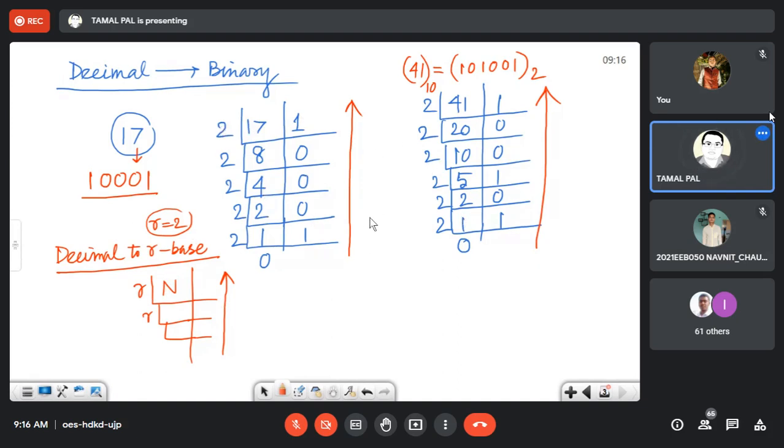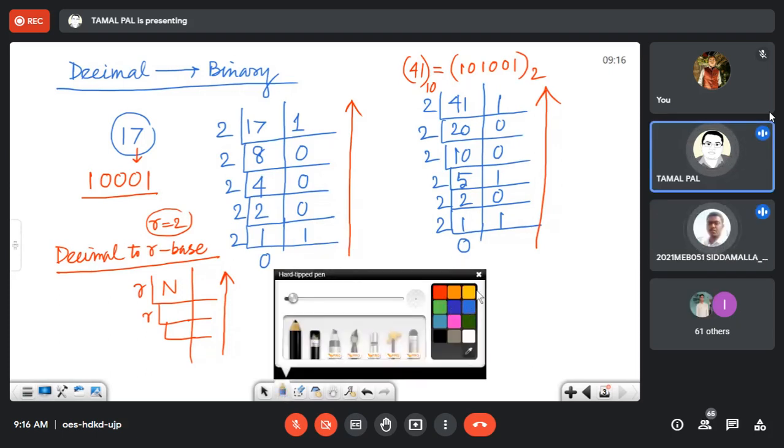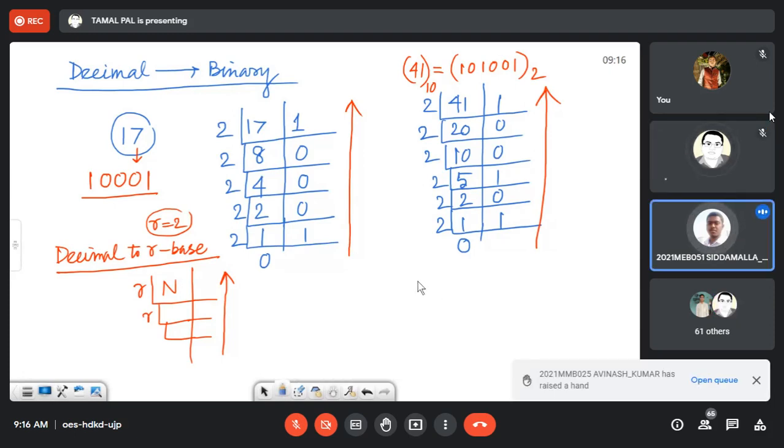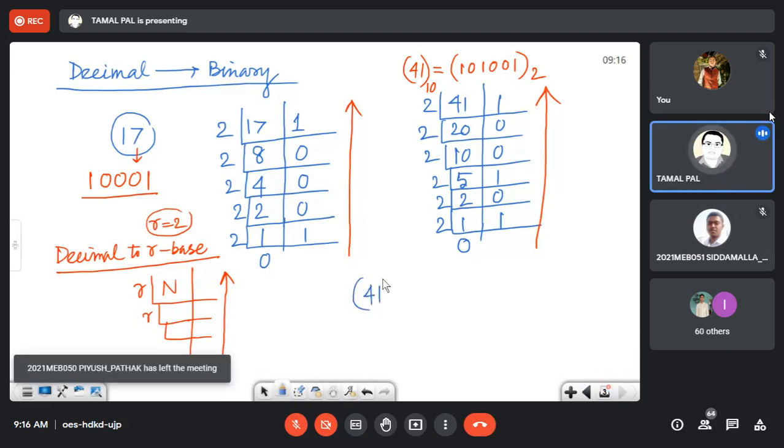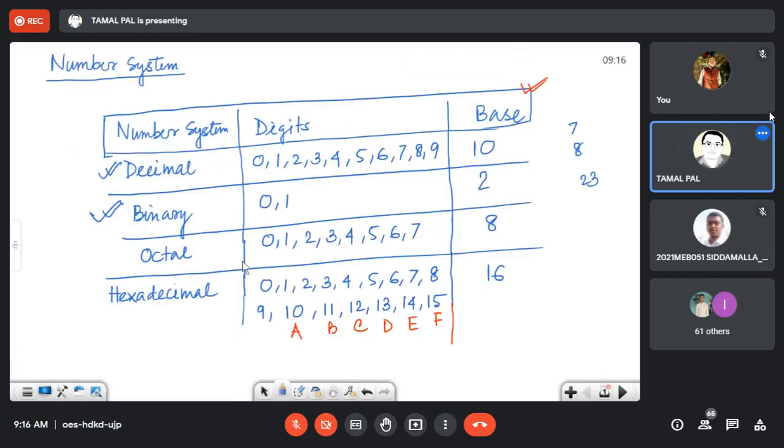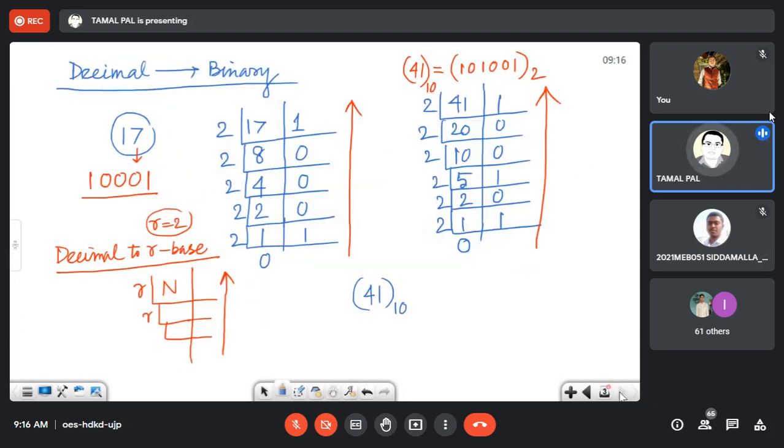Sir, I have a doubt. Yes, please tell me what your doubt is. Why do you write 41 base 10, sir? 41 base 10 means it is the representation that it is a decimal number. Because in an octal number, 41 can also be a digit. In a hexadecimal number, 41 can also be a digit. So if I write only 41, it doesn't mean that it is always decimal.